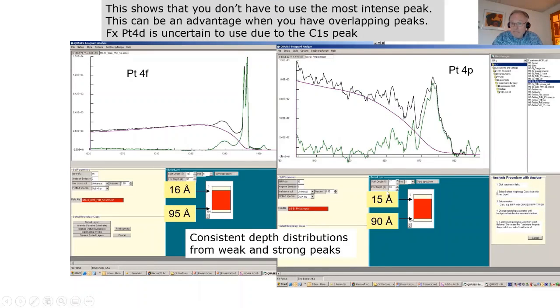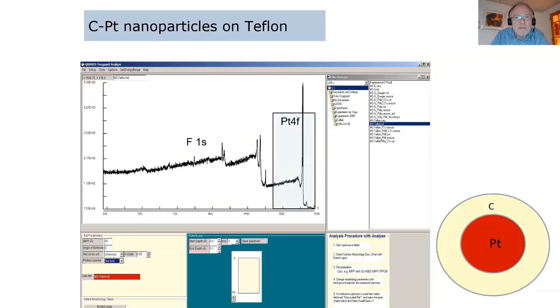And I get reasonable numbers here, not that far from the platinum 4F. Of course, the uncertainty is a little bit larger on the analysis of this smaller and noisier peak. You see, I have also smoothed it a little bit. But you could record this with better statistics if you wanted to.